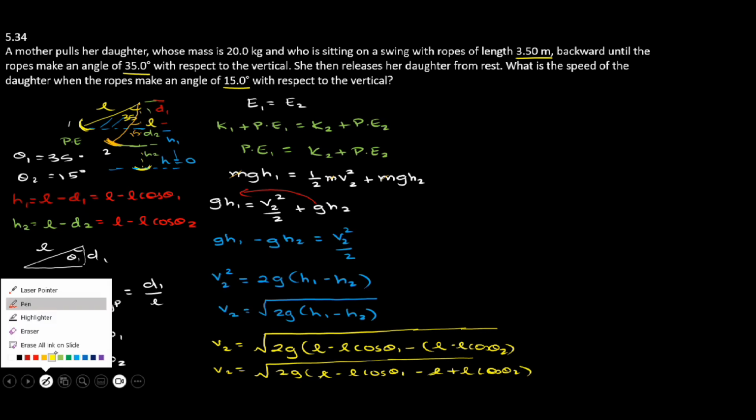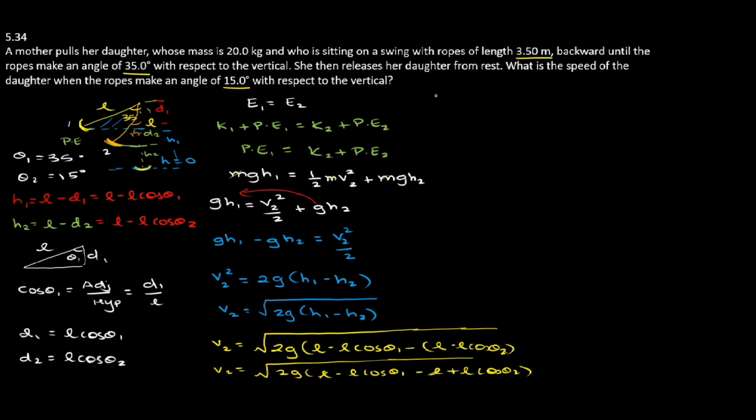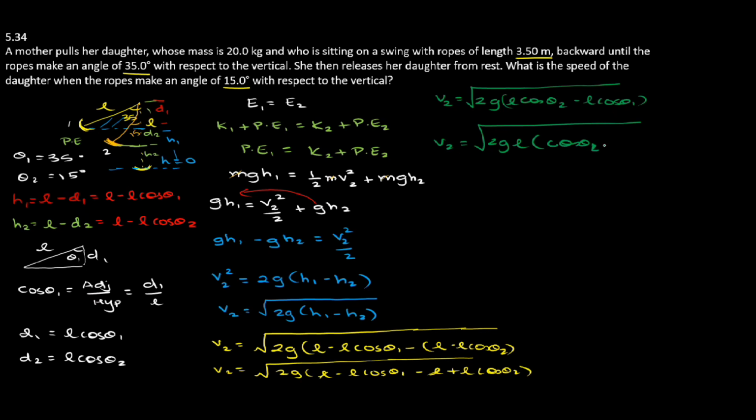And when we solve for this, we get the final expression for v2 as square root of 2g(L cosine theta 2 minus L cosine theta 1). We can take L as common: square root of 2gL(cosine theta 2 minus cosine theta 1).